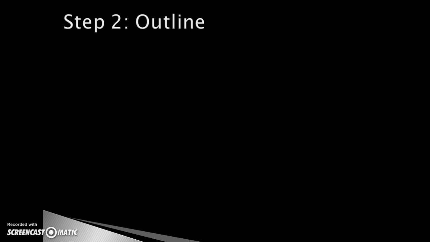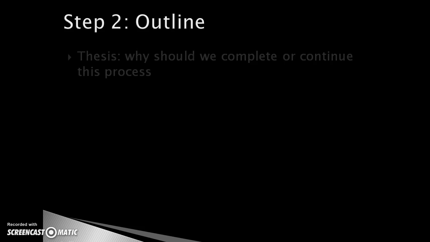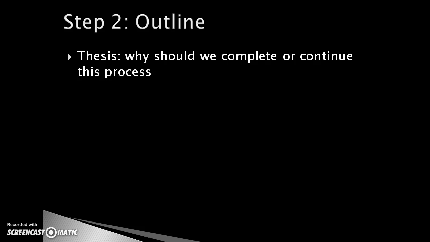The next step is to write an outline of your essay. You start off your outline with a thesis. Consider why we need to complete or continue to complete this process, or perhaps why we should discontinue this process. Then you want to number all of the important steps in your process. Depending on the topic, you may have a whole lot of numbers, or you may have just a few.